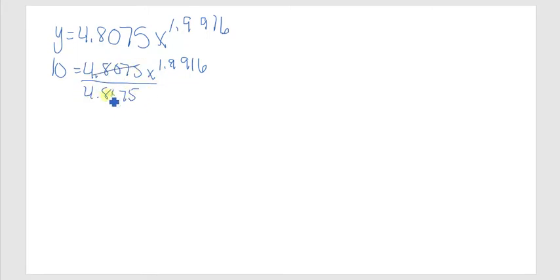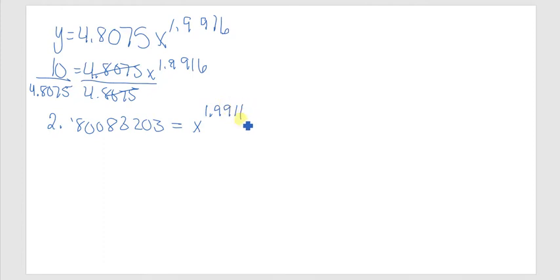In order to get the 4.8075 out of the right-hand side, we divide it out. What are we left with? 10 divided by 4.8075. I get 2.08008 3203, and that still equals x to the 1.9916. So without using methods and functions, I'm just going to use a grade 11 method.